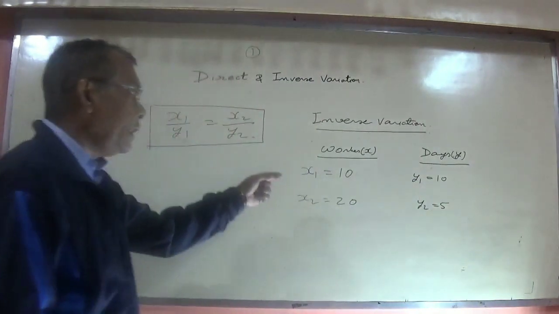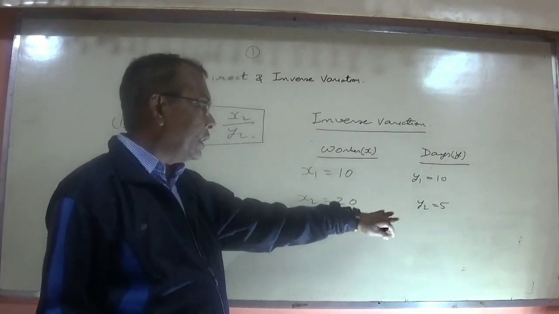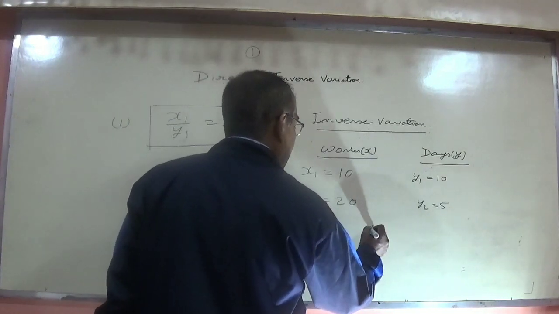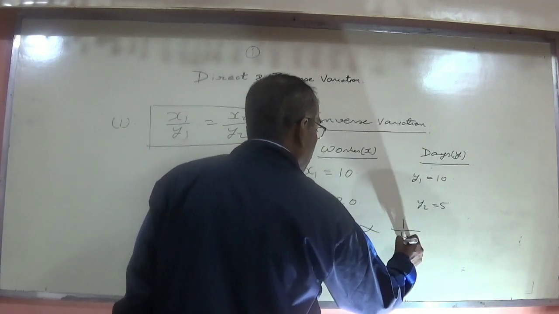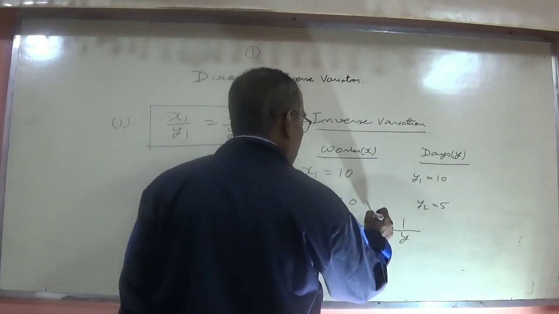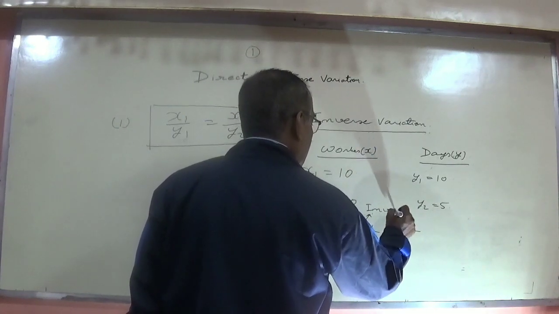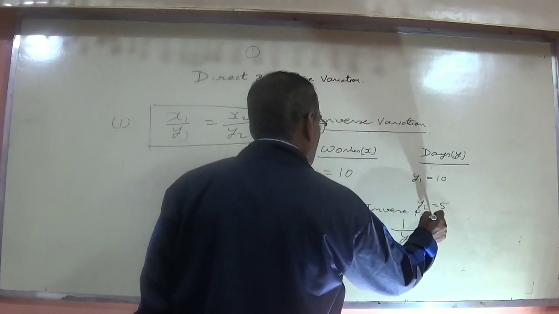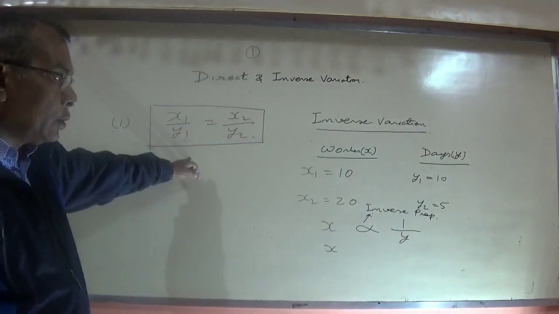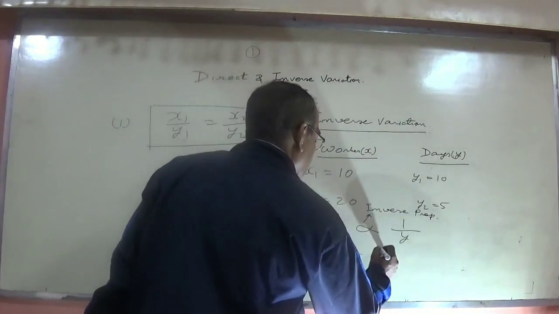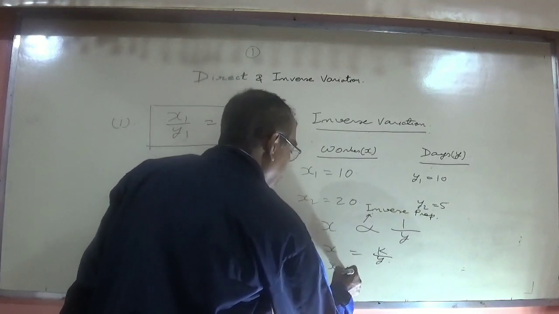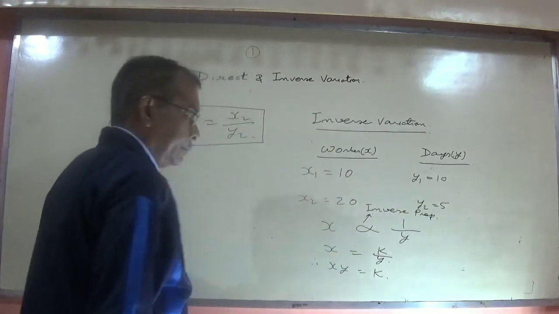Now, inversely, if x increases, then y should decrease. This is inverse proportion, and it is denoted this way: x is inversely proportional to 1 by y. This is pronounced as inverse proportion. Now for omitting this proportion sign, the same thing we did in the previous one, you have to multiply with a constant k. Then x into y will always be equal to k.